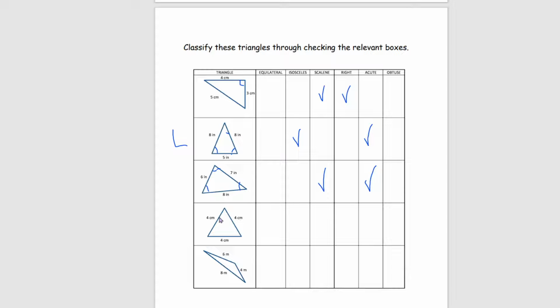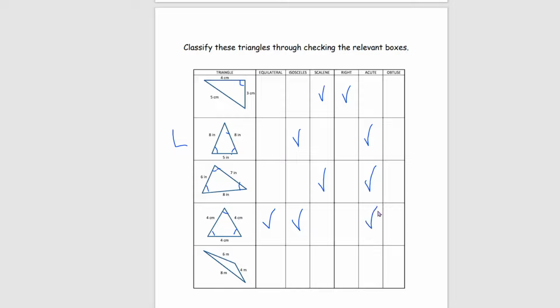For number 4, we can see that all sides are equal, so we put equilateral. And equilateral also has two sides that are equal, so it's isosceles too. We see none of the angles are more than 90, or equal to 90, so we know it's an acute triangle.